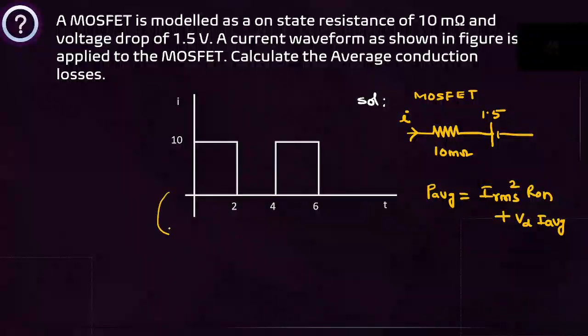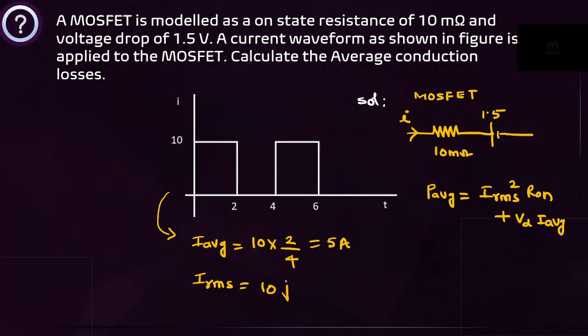Now for this current waveform, what is the average current? It is a pulse waveform, so it is on time into amplitude divided by the total time period. This is equal to 5 amperes. What is the RMS current? RMS current equals amplitude into square root of on time by total time period. That is 10 by root 2 amperes.